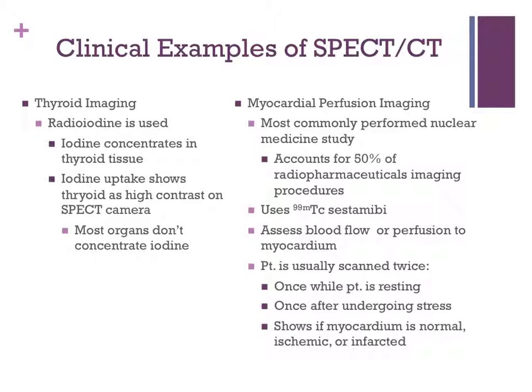Thyroid imaging is another clinical example of SPECT CT imaging. In thyroid imaging, radioiodine is used, and the iodine concentrates in the thyroid tissue. And the iodine uptake shows the thyroid as a high contrast on the SPECT camera.